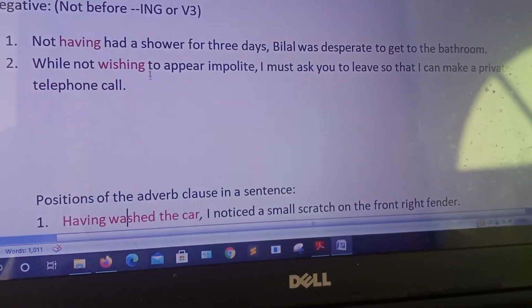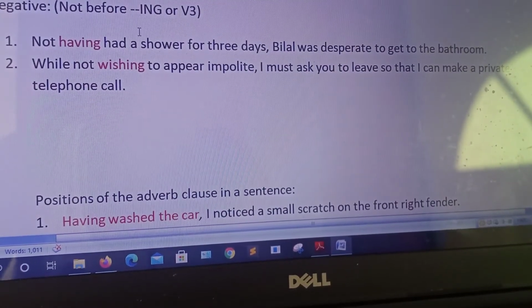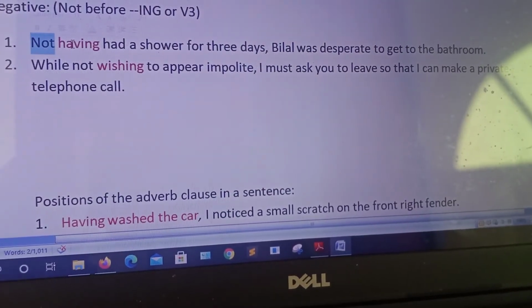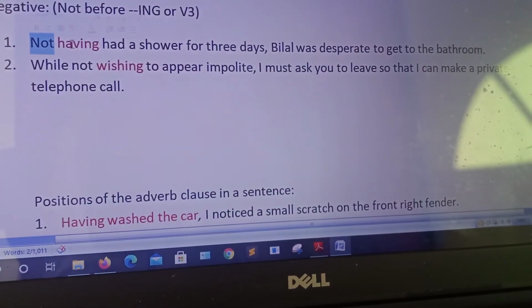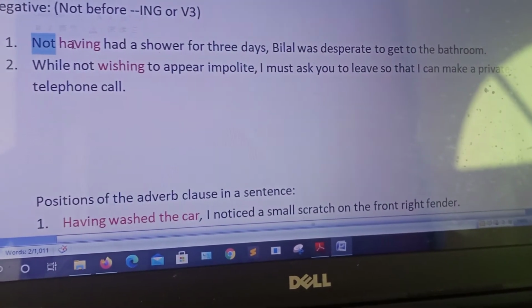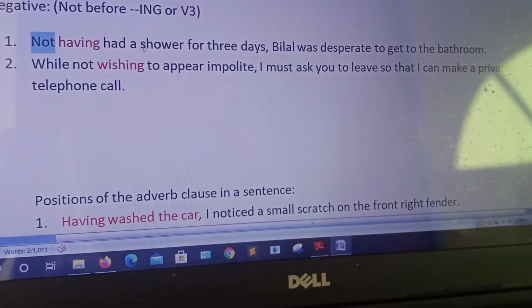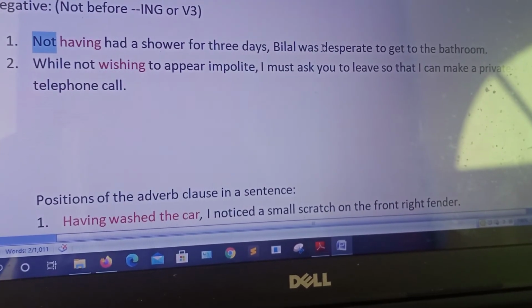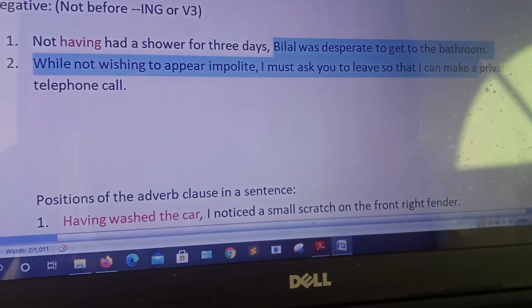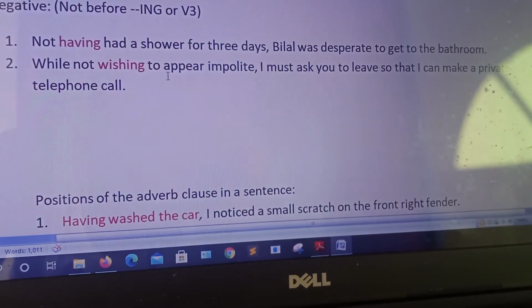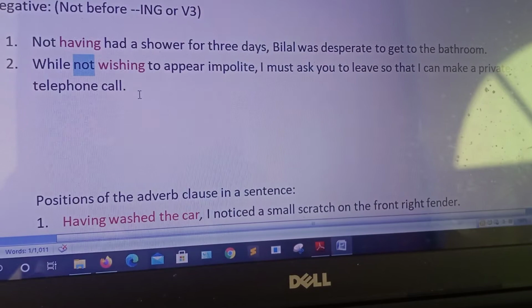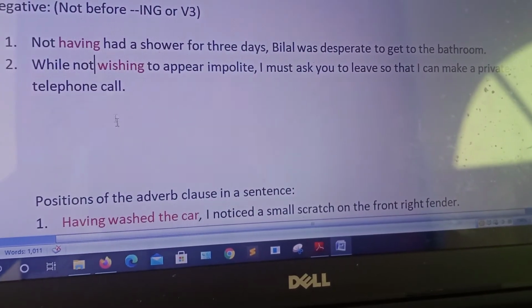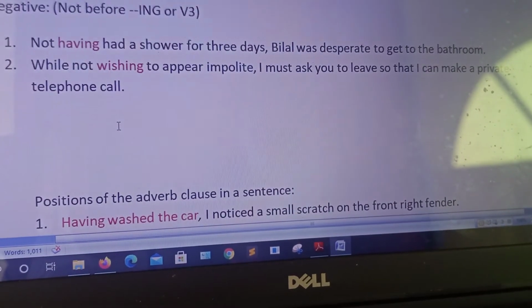See the negative as well. In the negative we are not going to do too many things. Just put not before the present participle, and if the sentence is given in passive, we need to use not before the past participle. See, not having had a shower for 3 days, Bilal was desperate to get to the bathroom. Here, see, while not wishing to appear impolite: wishing is the present participle, and before it we need to use the negative, not.